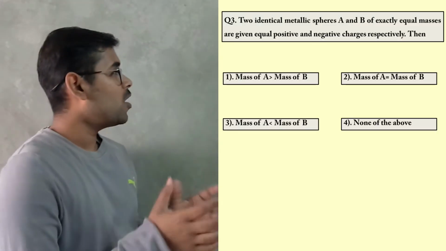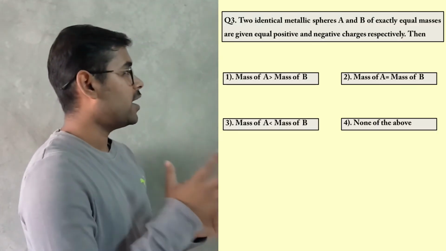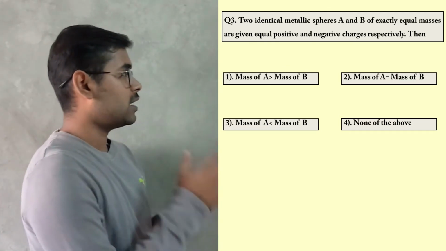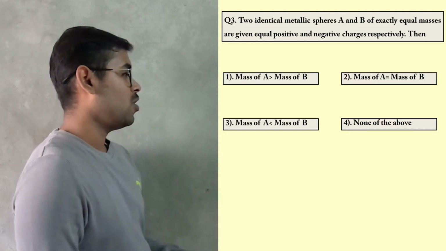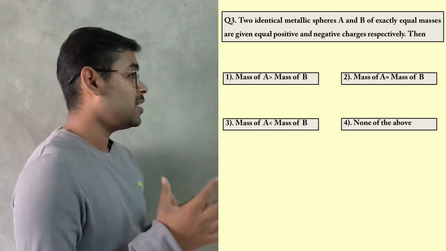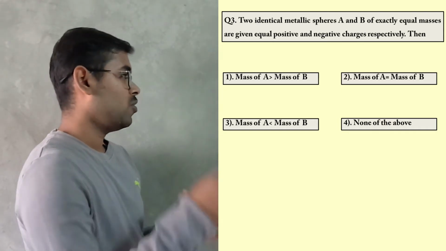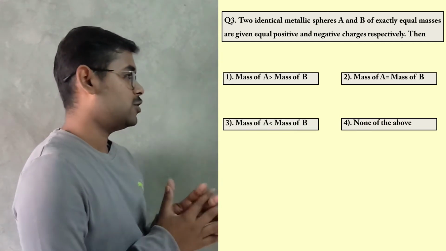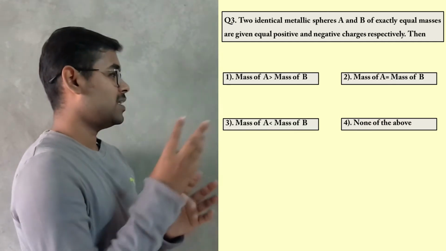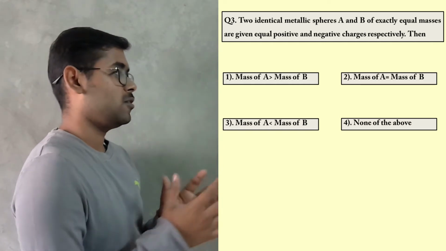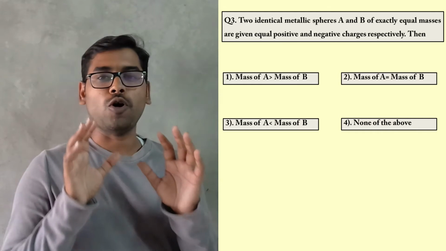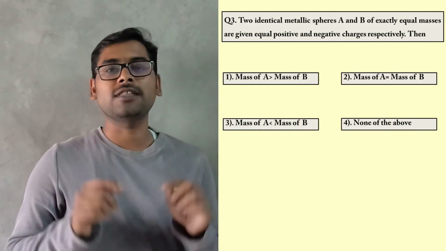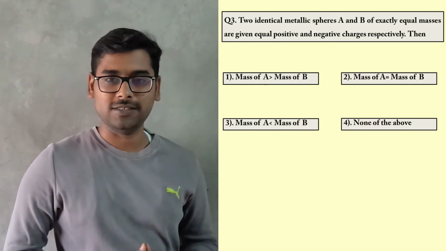Guys, now let us move to question number 3. Two identical metallic spheres A and B of exactly equal masses are given equal positive and negative charges respectively. Then option number 1, mass of A is greater than mass of B. Option number 2, mass of A is equal to mass of B. Option number 3, mass of A is less than mass of B. And option number 4, none of the above. Guys, again pause the video and write down your answer in the comment section before looking at the answer.